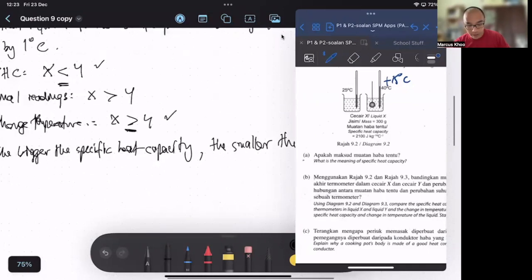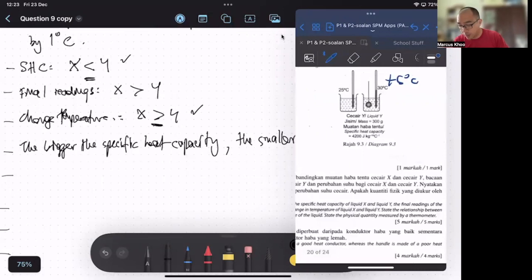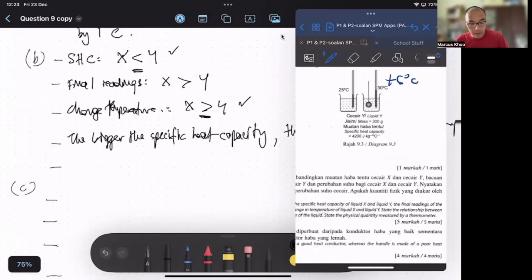And then finally, state the physical quantity measured by a thermometer. The physical quantity measured by a thermometer is the temperature. It's a very strange question to ask right at the end.